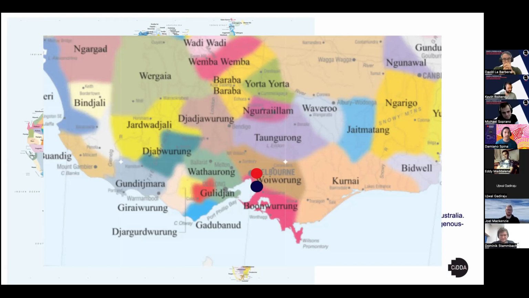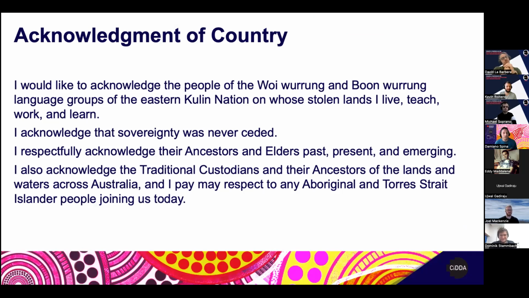And I would like to start by acknowledging country. I would like to acknowledge the people of Woiwurrung and Boonwurrung language groups of the Eastern Kulin Nations, on whose stolen lands I live, teach, work, and learn. I acknowledge that sovereignty was never ceded, and I respectfully acknowledge their ancestors and elders, past, present, and emerging. And I pay my respects to traditional custodians and ancestors of the lands and waters across Australia, and to any Aboriginal and Torres Strait Islander people that might be joining us today or watch the video of this talk.